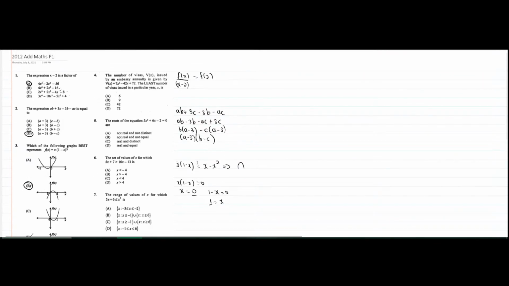The number of visas issued by an embassy annually is given by V of x. The least number of visas issued in a particular year is asked. Now, this is a question that up to now I don't understand, so if anybody has a better explanation for it. The least number of visas issued in the particular year will be when x is 0, which will give me 72 as the answer.